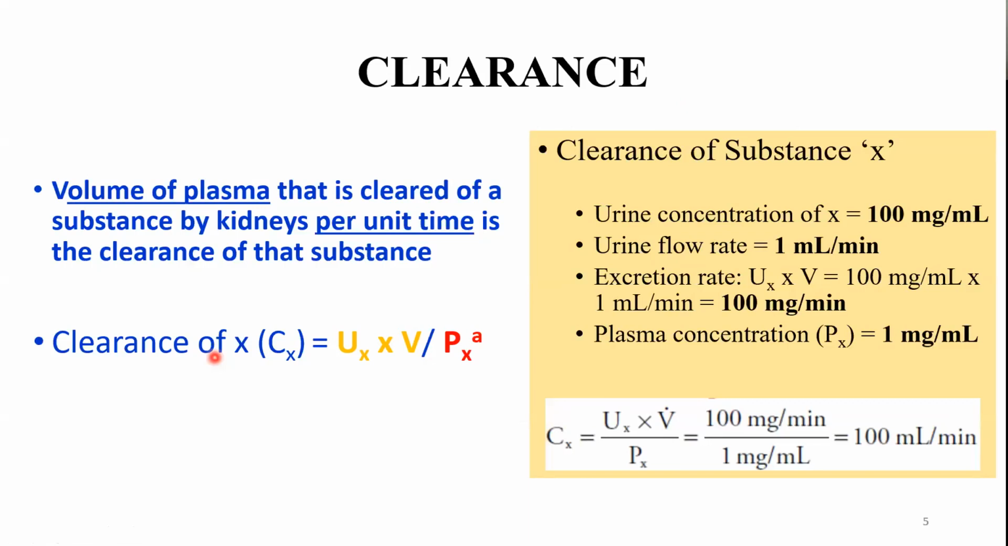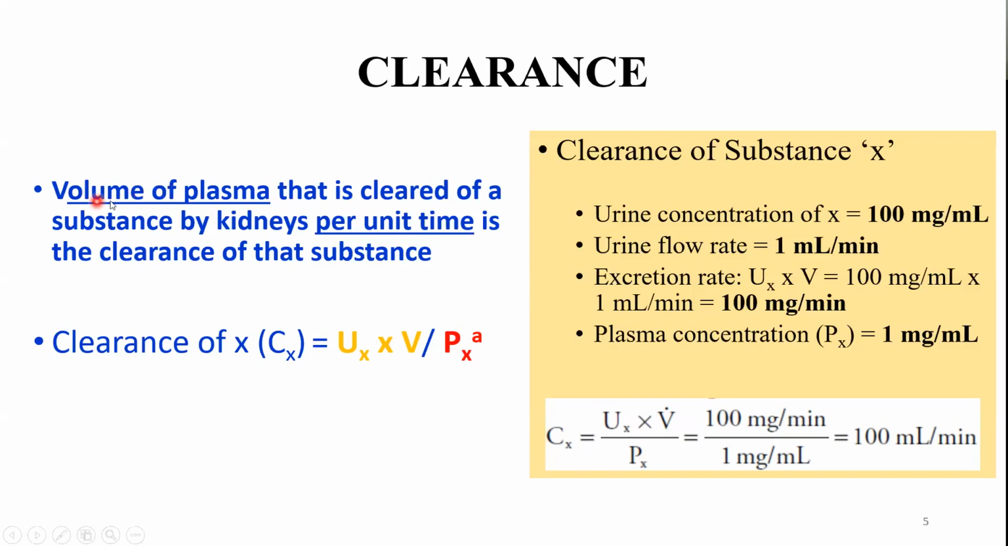What is clearance? Clearance is, quite literally, a volume of plasma that is cleared of a substance, any substance, by the kidney per unit time. So the underlying thing is important. Volume of plasma, so it will include some sort of volume unit, ml or liter or something similar. And then it is a per unit time phenomenon.